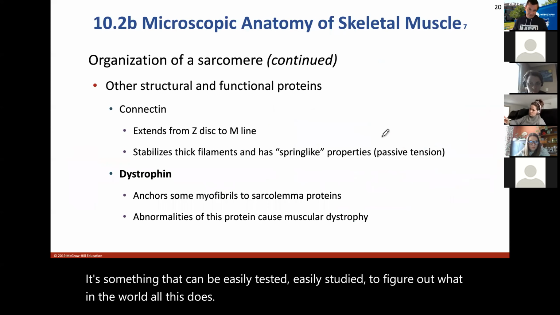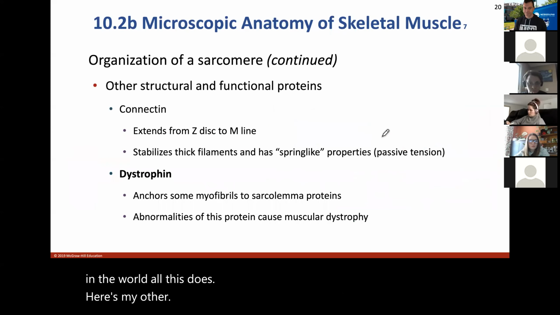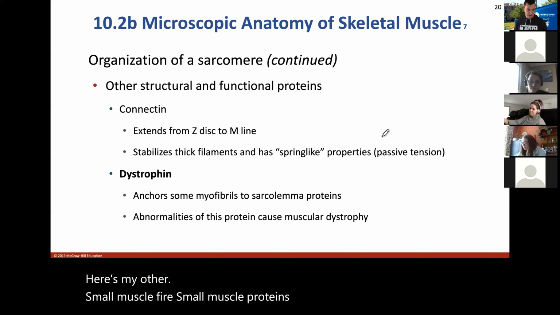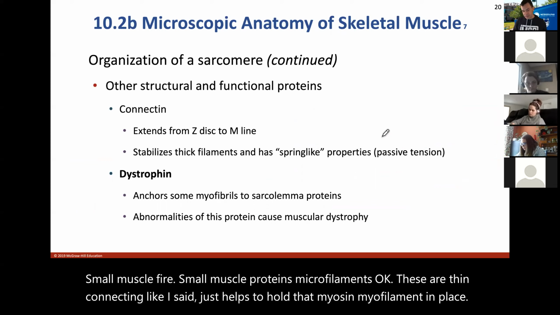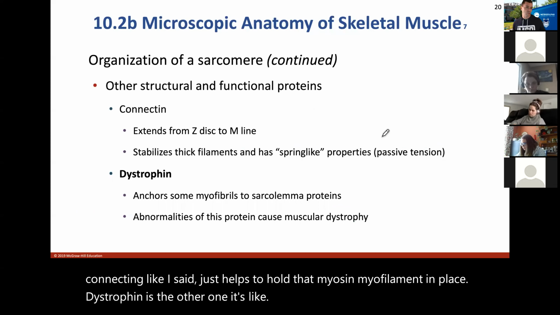Here's my other small muscle proteins, myofilaments. Okay, these are thin. Connectin, like I said, just helps to hold that myosin myofilament in place. Dystrophin is the other one. It's like the glue that holds it all together.